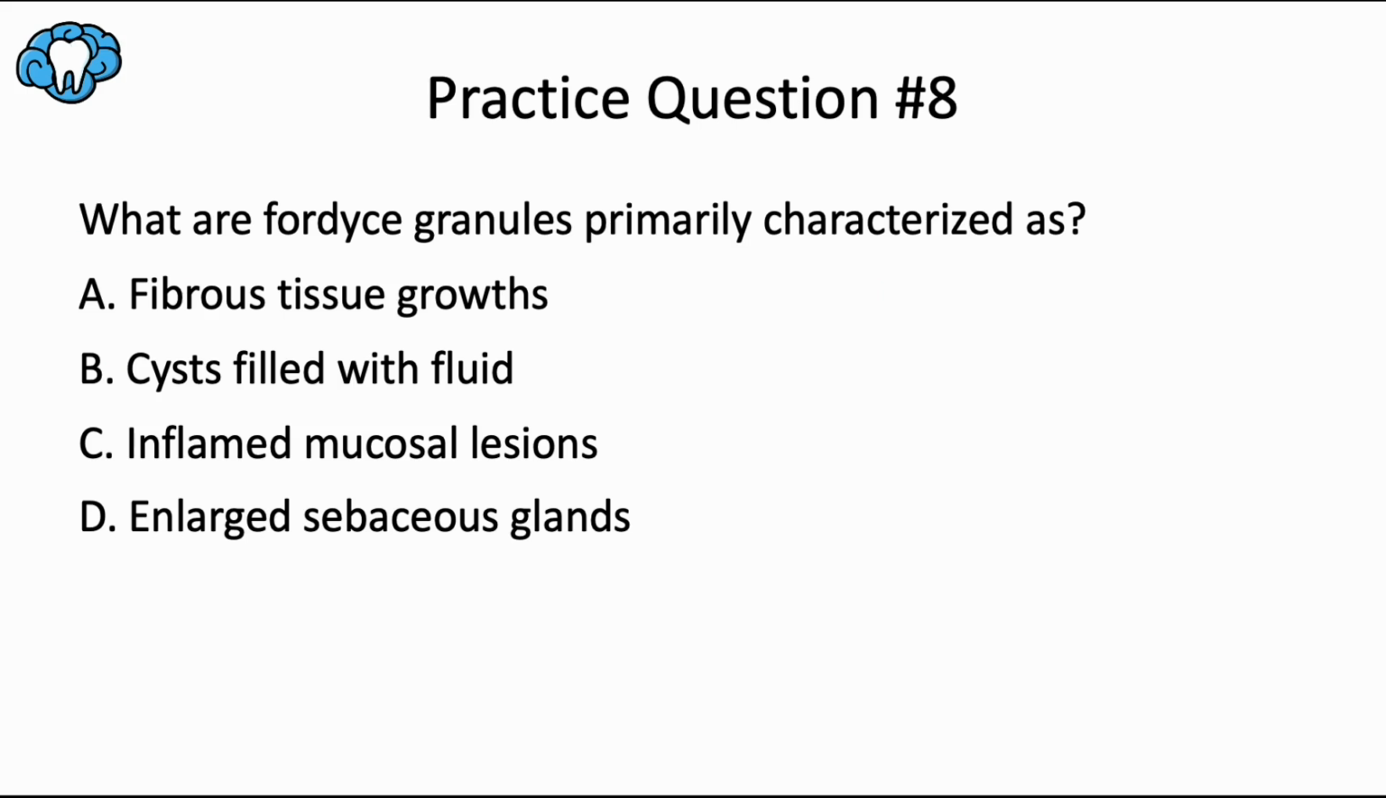All right, hopefully you're doing well so far. We only have 3 questions left. So practice question number 8 is, what are Fordyce granules primarily characterized as? Go ahead and read through the answer choices, pause the video, and then we'll go over it together. So Fordyce granules, by definition, are enlarged, slightly raised sebaceous or oil-producing glands that appear in hairless skin or mucosa. So of the descriptions here, the best answer choice is D, mentioning by name the sebaceous glands that become enlarged, that manifest as those bumpy mucosal lesions.